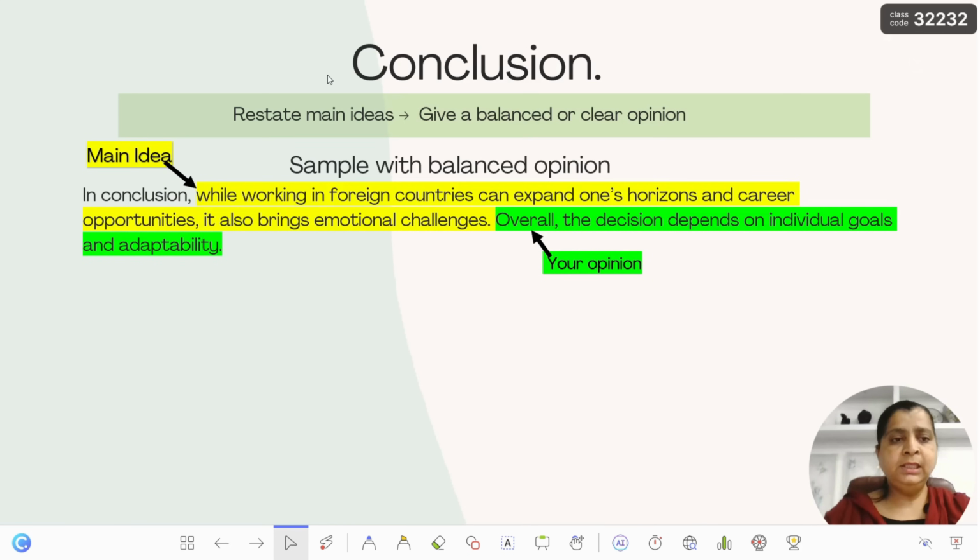So in this, you can see the main idea. While working in a foreign land can expand one's horizon and career opportunities, it also brings emotional challenges. See how beautifully both the paragraphs have been summarized in one single sentence. And overall, the decision depends on individual goals and adaptability. This is your balanced opinion. Neither are you with the advantage, nor with the disadvantage. You are giving a neutral opinion.